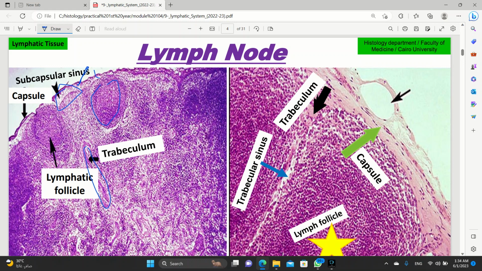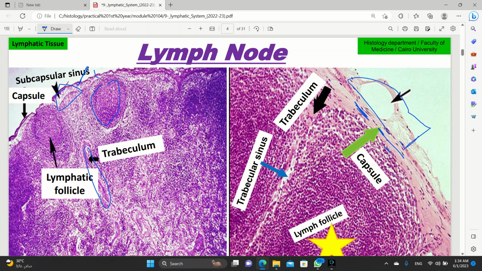Great. If you look at the other photo, that's the capsule. And where's the subcapsular? Like here, that's the subcapsule, and that's the capsule. You see that capsule? That's the subcapsular sinus. Here, that's the capsule. That part. Okay. And that's the subcapsular sinus. Here. That's the capsule. We can even see the cells.